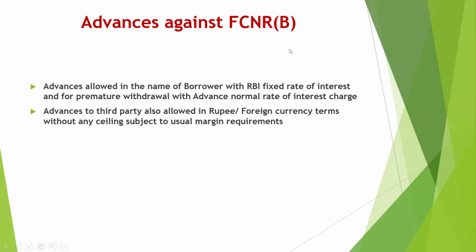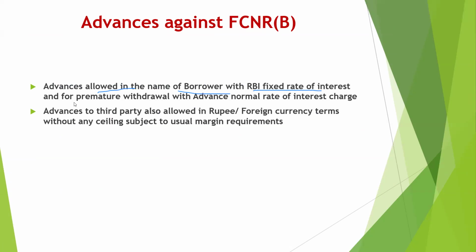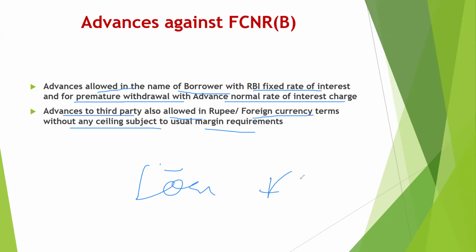Okay, next is advances against FCNR. Advances against FCNR are allowed in the name of the borrower at the RBI fixed rate of interest, and for premature withdrawal with advance, the normal rate of interest. And advances to a third party are also allowed in rupee or foreign currency terms without any ceiling, subject to the usual margin requirement. So if anybody wants to take a loan against FCNR, that is allowed, you can remember that.